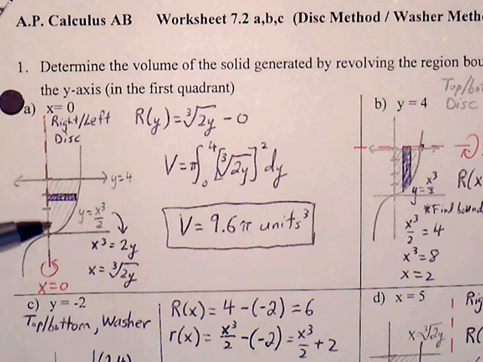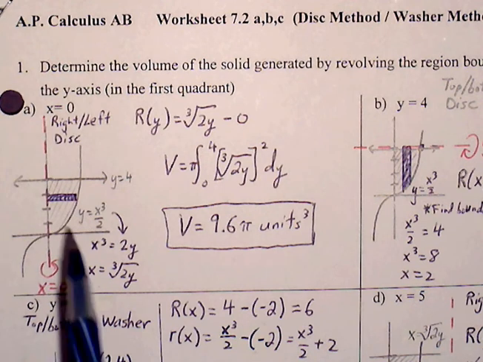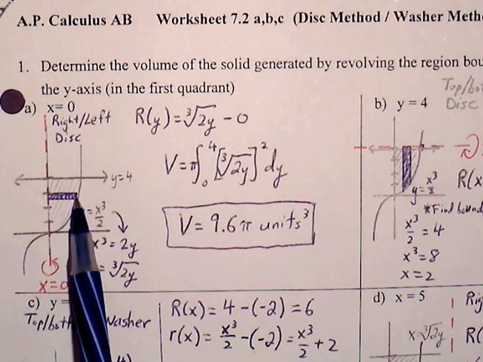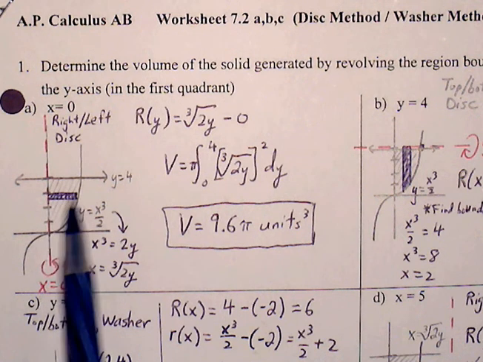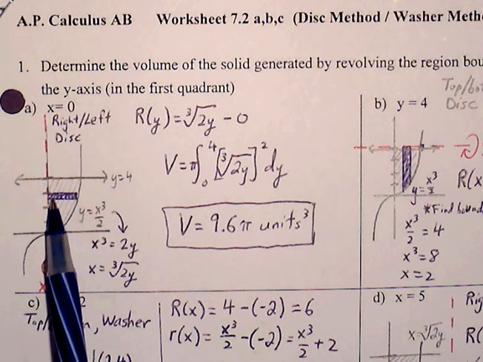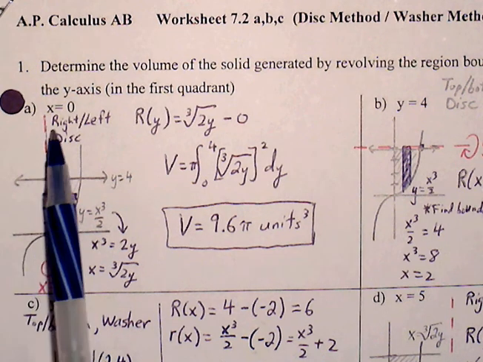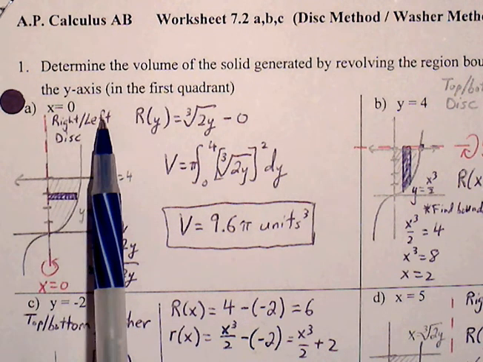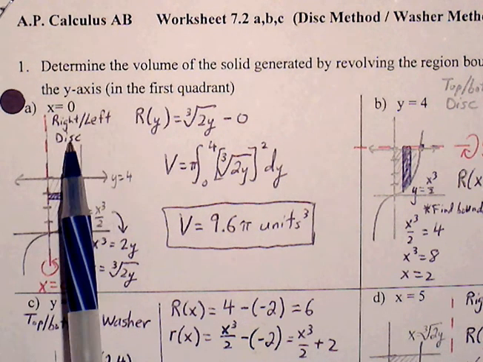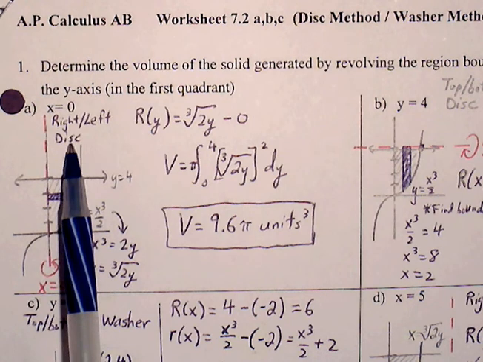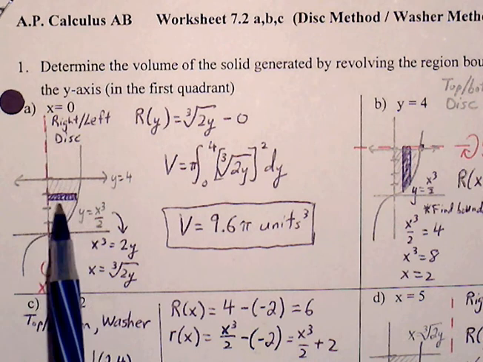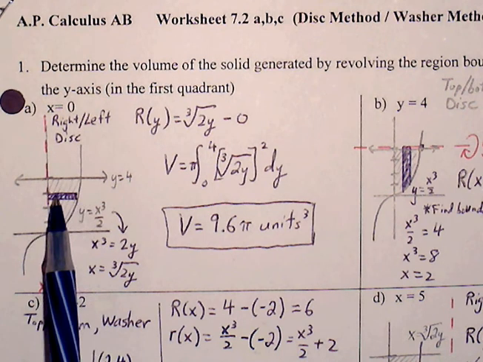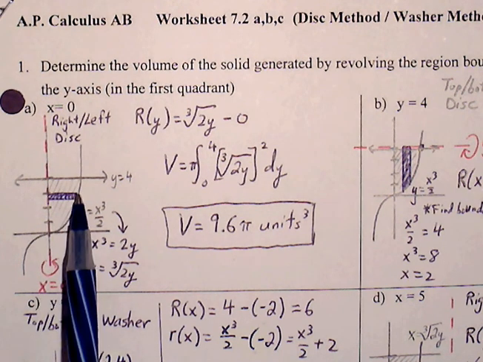There's no gap, there's no hole, so we only need to find one radius. So starting on the axis, we draw to the curve, and we see that we're using a horizontal radius. So we know this is going to be a right minus left form, and we're using the disk method because there's no gap, there's no hole. We only need to find one radius. So we start with this radius. We look at the right endpoint.